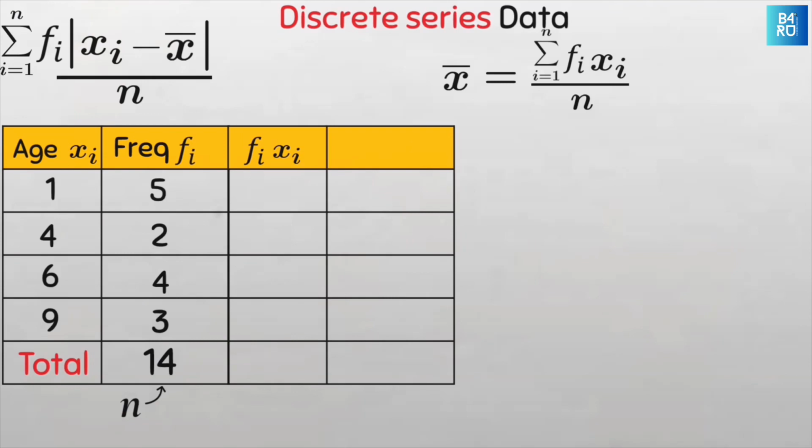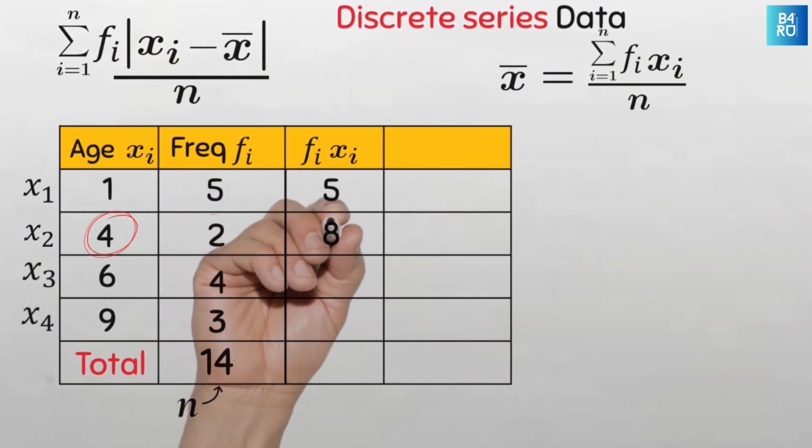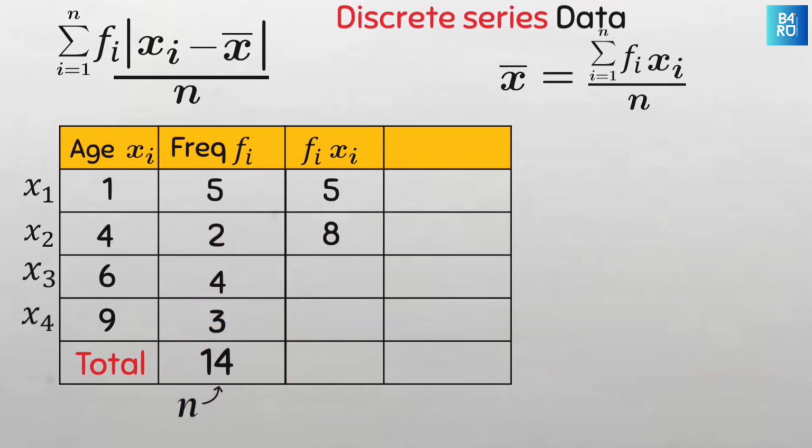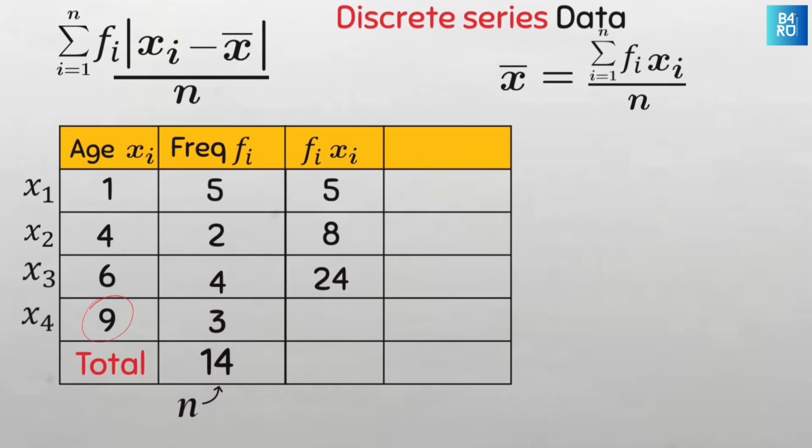So for the first value x1, we will multiply 1 by 5 and thus we'll have 5. For x2, we'll multiply 4 by 2, giving us 8. For x3, 6 by 4, and that will be 24. And for x4, 9 by 3, which is equal to 27. And our total of 5 plus 8 plus 24 plus 27 is 64. So the total is 64. Summation f of x is 64. Awesome. So we already have the numerator for this formula as 64.